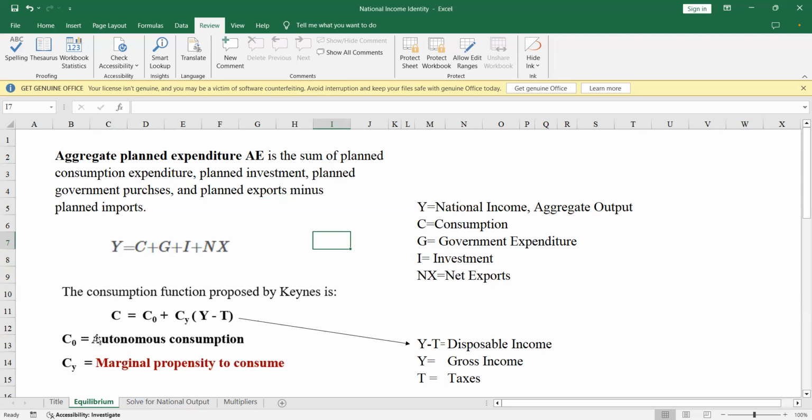As discussed in the previous video, I'll quickly define the two terms: autonomous consumption and marginal propensity to consume. Autonomous consumption is the amount of consumption that a person must have even when they do not have any income. And marginal propensity to consume is the excess consumption, or increase in consumption, because of an increase in income.